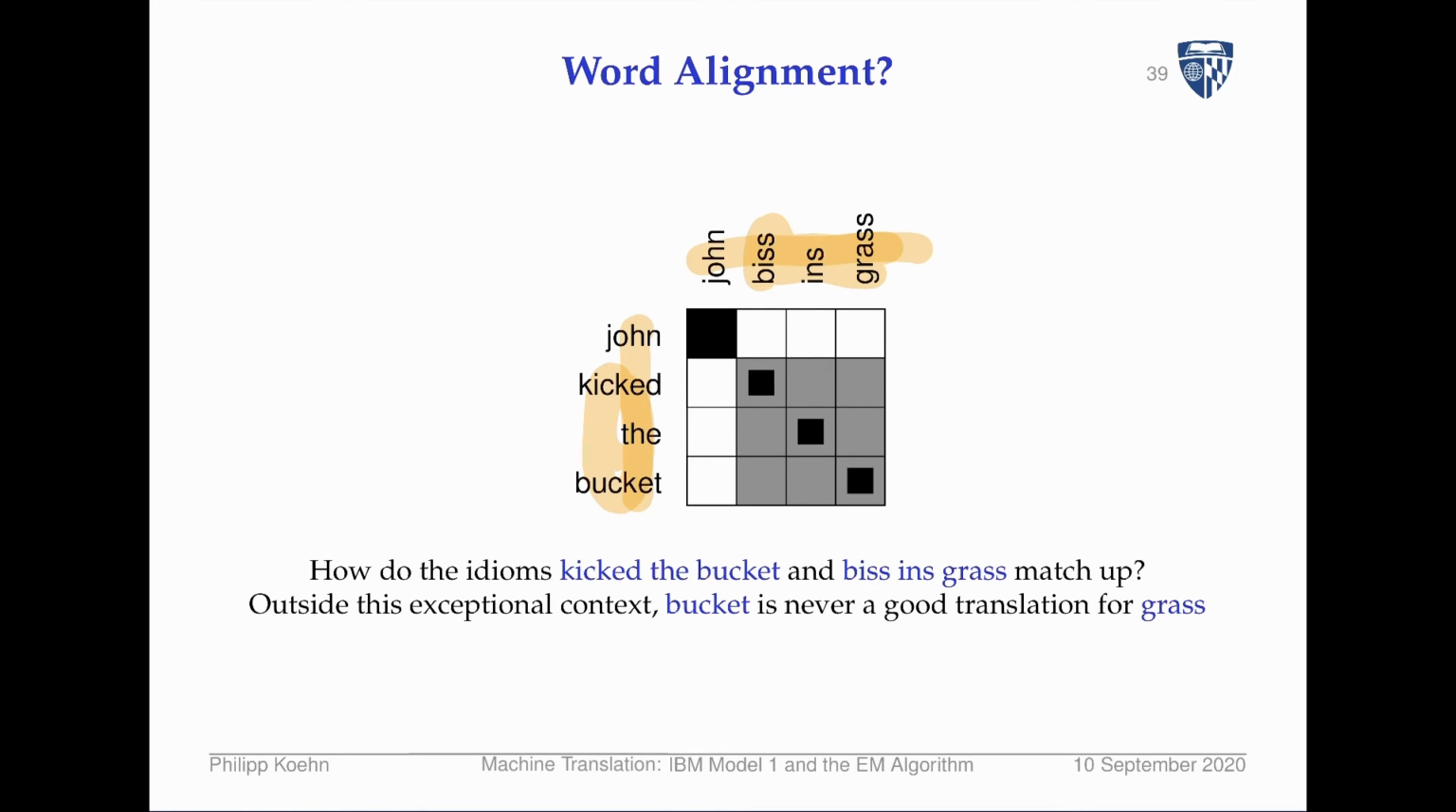Well, in a kind of linguistic way, you could say kicked and biss are both verbs, and the is kind of contained in the ins here, and bucket and grass are both nouns, but kicked and biss are never really good translations outside this particular idiom, and bucket and grass are also not good translations outside this idiom. So how do you mark that up, and what do you want to get out of here?